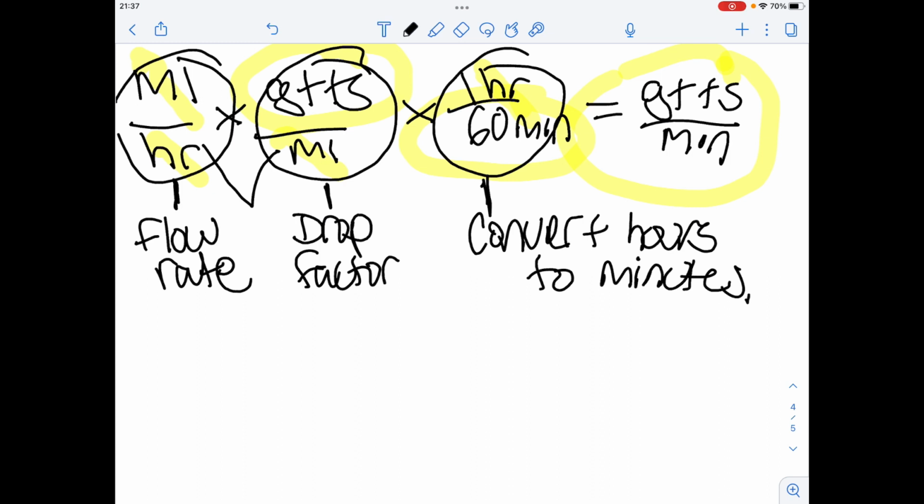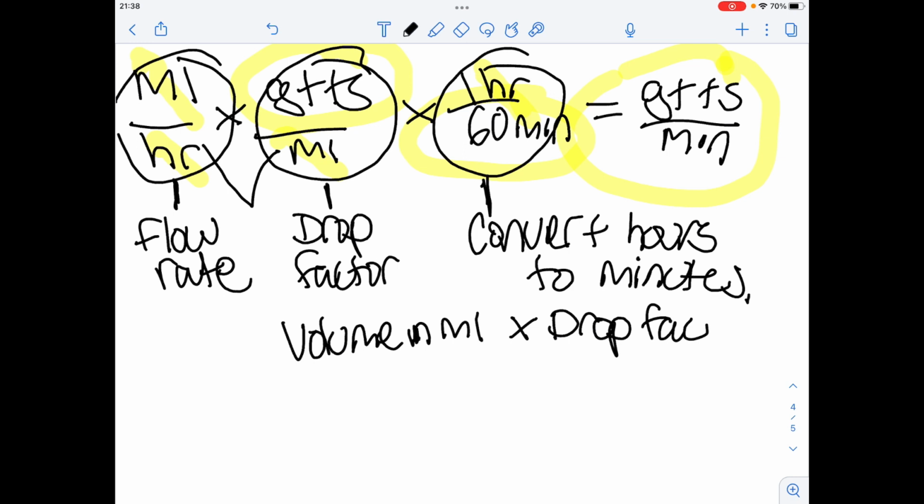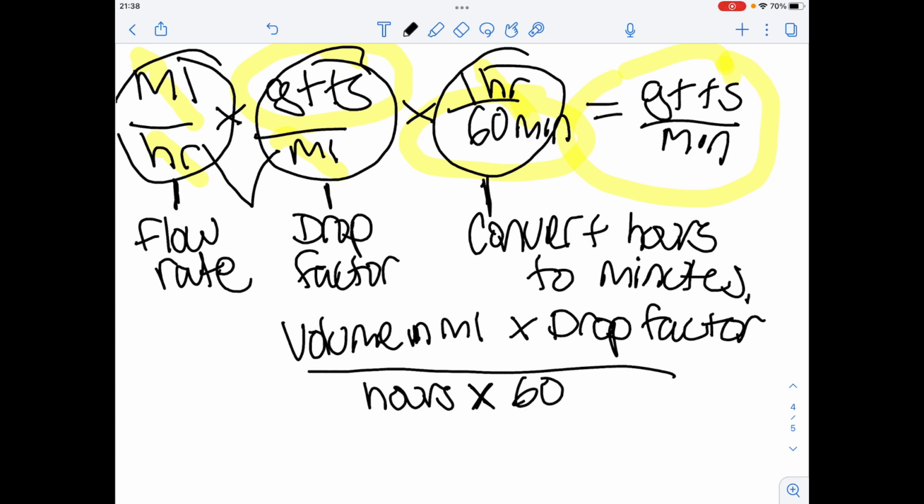Now, if this is still confusing, the other way that you can simplify this same equation, so just simplifying dimensional analysis, would be to take your total volume in milliliters times your drop factor and then divided by the total minutes, which you would get by taking hours, the hours that are given, times 60 minutes.